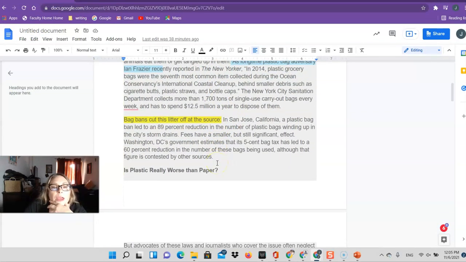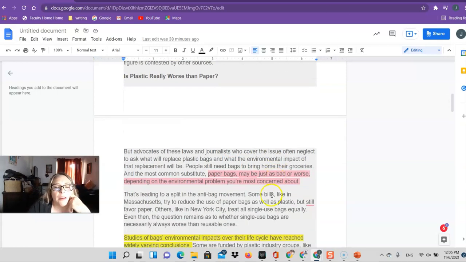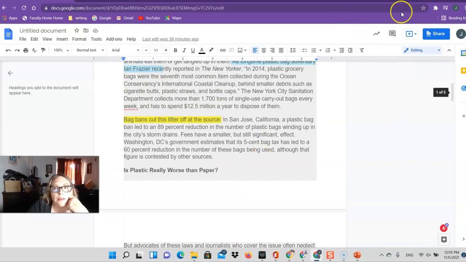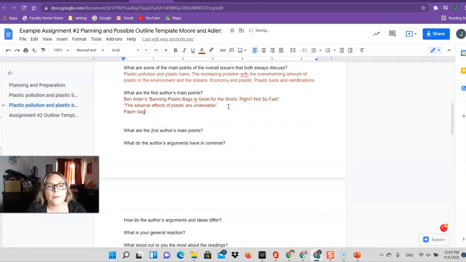We know that he talks about all of these other ideas in his article that aren't necessarily his, they say, but he talks about the plastic bag ban. Paper bags may be worse. Okay, so that's another main idea that he has, that paper bags may actually be worse. So let's go ahead and put that down there. Paper bags might be worse than plastic bags, and we're going to need more of that obviously when we start doing the paper. Let's see what else here.